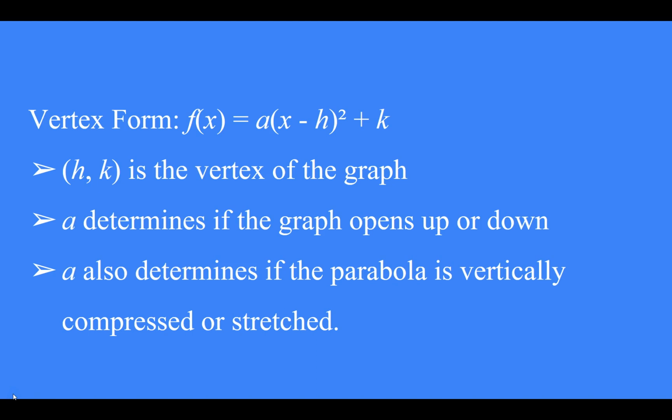If A is negative, negative people frown a lot. So your quadratic is going to frown at you. It's going to open down. Okay? So go ahead and determine which one your graph is going to do.